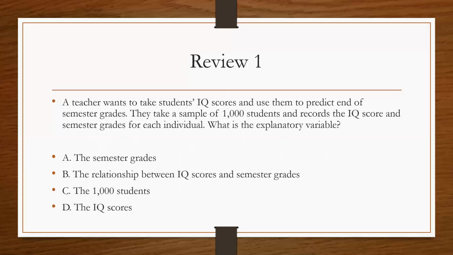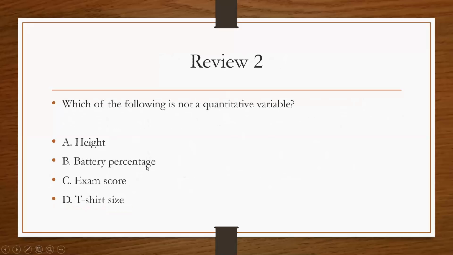All right, so it looks like you guys are getting it. Yep. In this scenario, the IQ scores are the explanatory variable, in which case the semester grades would then be the response variable. There you go. Congratulations. Next up, which of the following is not a quantitative variable?